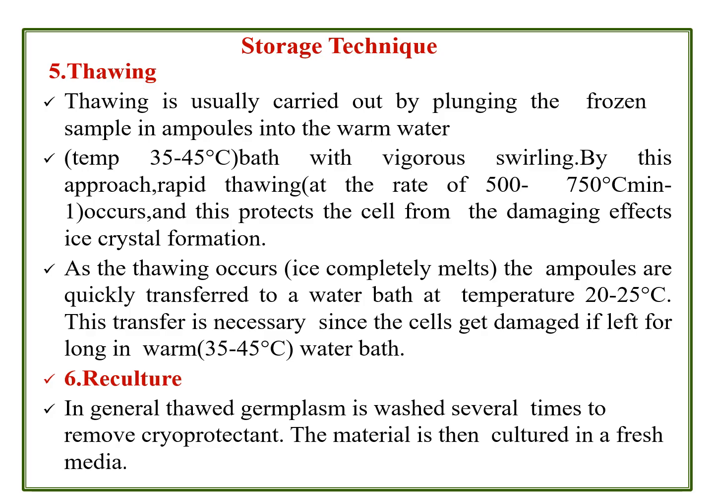Reculture. In general, thawed germplasm is washed several times to remove the cryoprotectant. An increased concentration of any cryoprotectant, for example dimethyl sulfoxide or sucrose, may create negative pressure on the germplasm. The material is then cultured in fresh media.